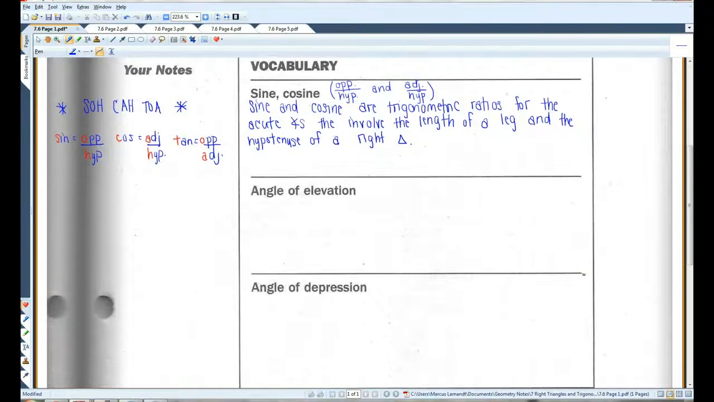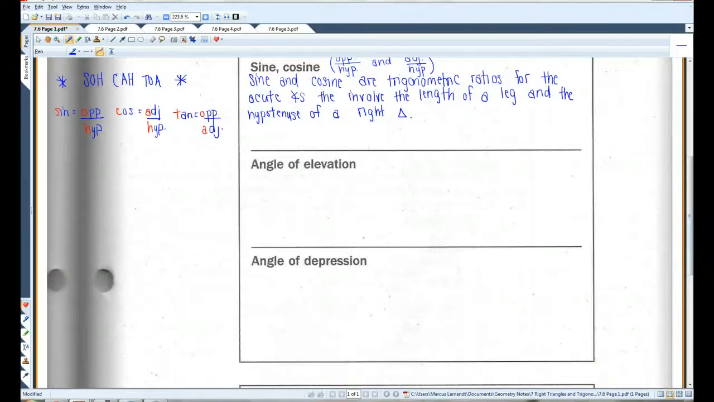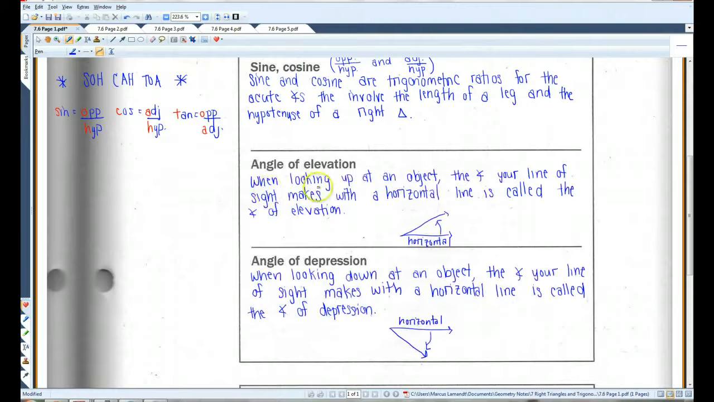Okay? Alright. Angle of elevation and angle of depression. When looking up at an object, the angle your line of sight makes with a horizontal line is called the angle of elevation. So if this is the horizontal line, and you're looking up this way, this is your angle of elevation. If you're looking down at an object, the angle your line of sight makes with a horizontal line is called the angle of depression. So if this is a horizontal line, then this, if you're looking down, is your angle of depression.